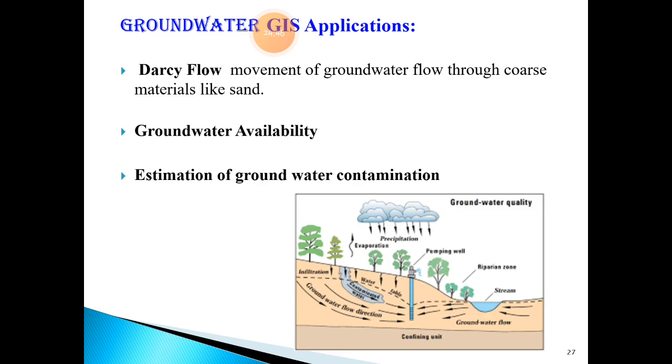GIS is also used to analyze the groundwater. This type of GIS is used to examine the movement of coarse materials like sand in the groundwater. This is called as Darcy flow estimation. GIS is also used to analyze quantification of groundwater in a given location. It is used to evaluate contamination of groundwater by industrial plants, agricultural activities, and even the landfills.